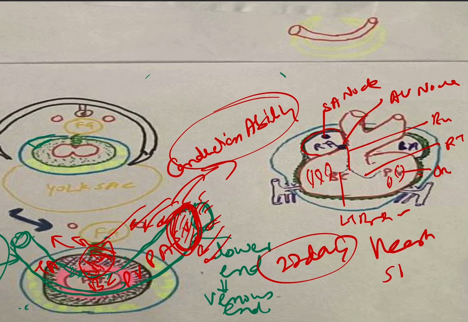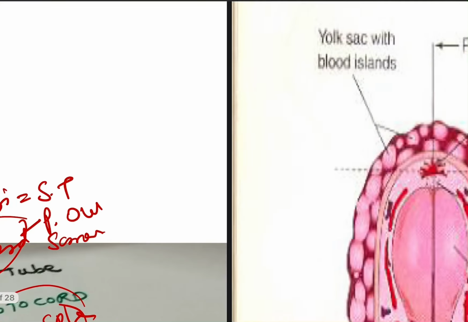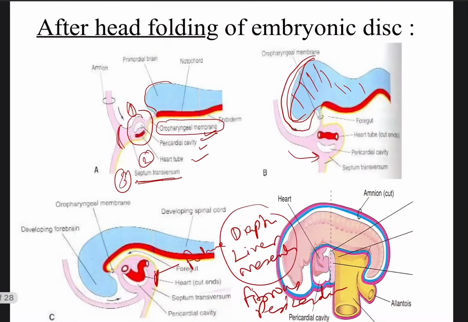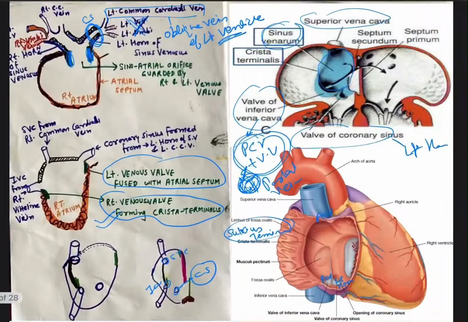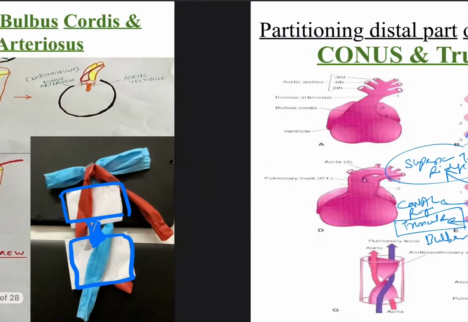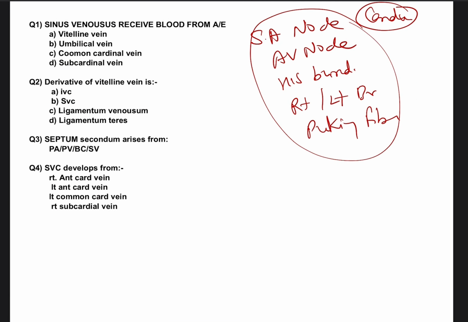Now it's time to discuss the Purkinje system, Purkinje fibers. These are modified myocardial cells. Okay friends, these are modified myocardial cells. So let us discuss a few questions before the end of this heart development. The sinus venosus receives blood, simple, from three sets of veins: vitelline, umbilical and common cardinal. Derivatives of the vitelline form the IVC. Simple.